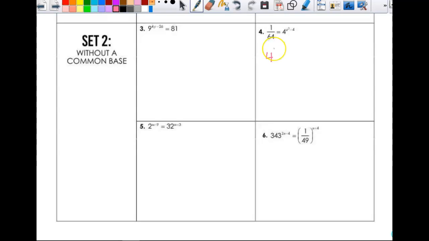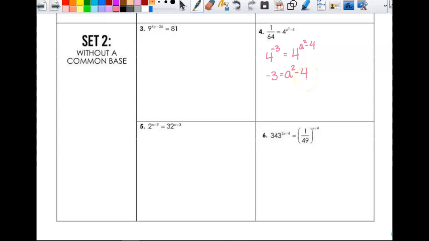Can I just put a 3? Because it's 1 over 64. What makes it 1 over 64? Negative. Good, so it would be a negative 3. So negative 3 equals 4 to the a squared minus 4 power. So now that I have a common base on each side, I can set the exponents equal to each other. So I get negative 3 equals a squared minus 4.